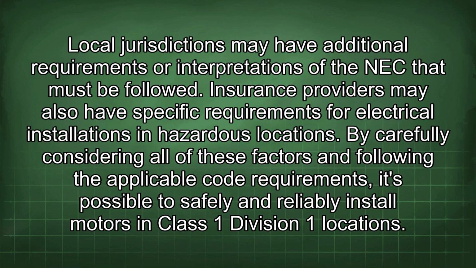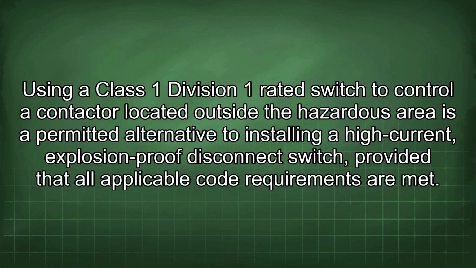Local jurisdictions may have additional requirements or interpretations of the NEC that must be followed. Insurance providers may also have specific requirements for electrical installations in hazardous locations. By carefully considering all of these factors and following the applicable code requirements, it's possible to safely and reliably install motors in Class 1 Division 1 locations. Using a Class 1 Division 1 rated switch to control a contactor located outside the hazardous area is a permitted alternative to installing a high-current, explosion-proof disconnect switch, provided that all applicable code requirements are met.